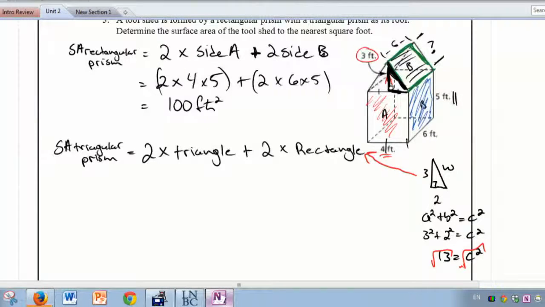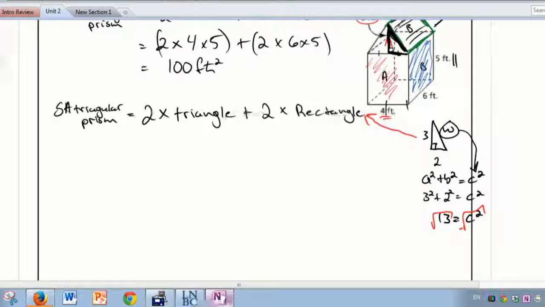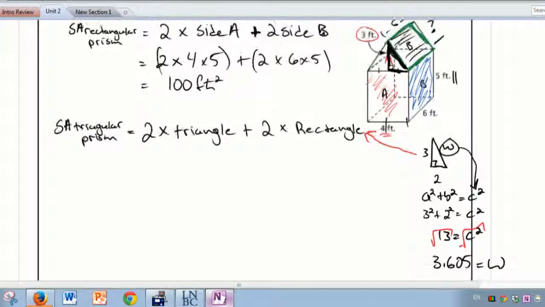And I called it c. I also called it w. I probably should have put a w in there. Square root of 13, I don't have that memorized, is 3.605. That is our width for our rectangle.